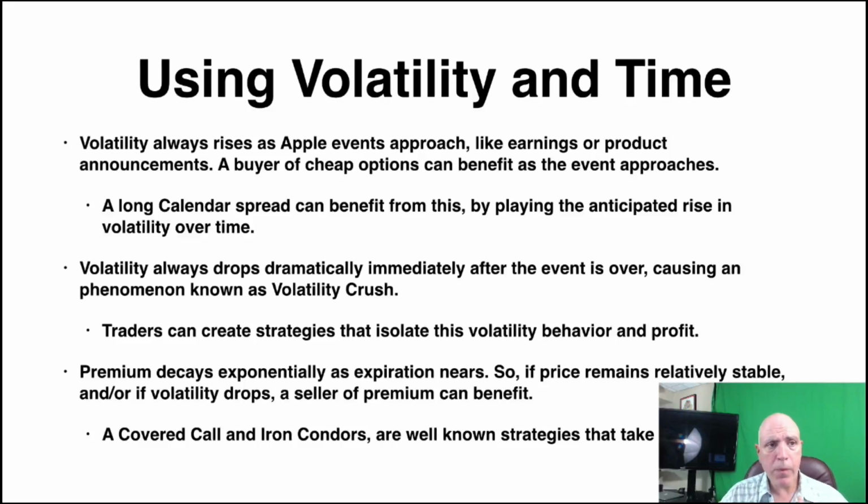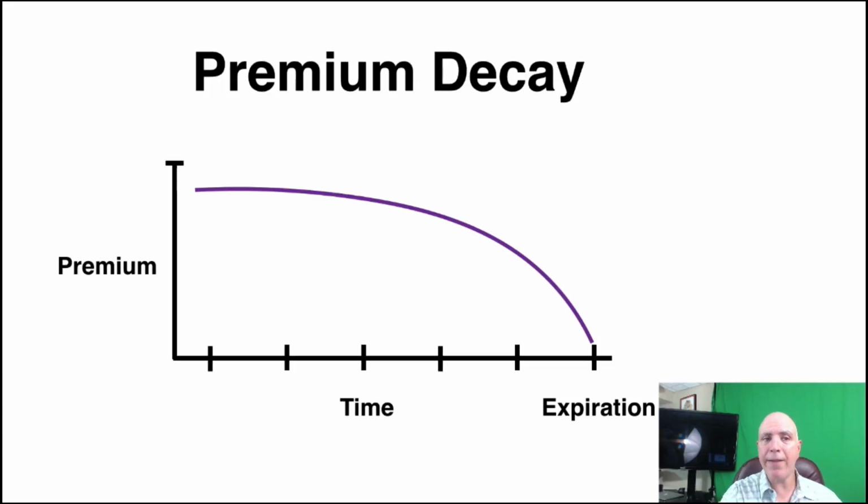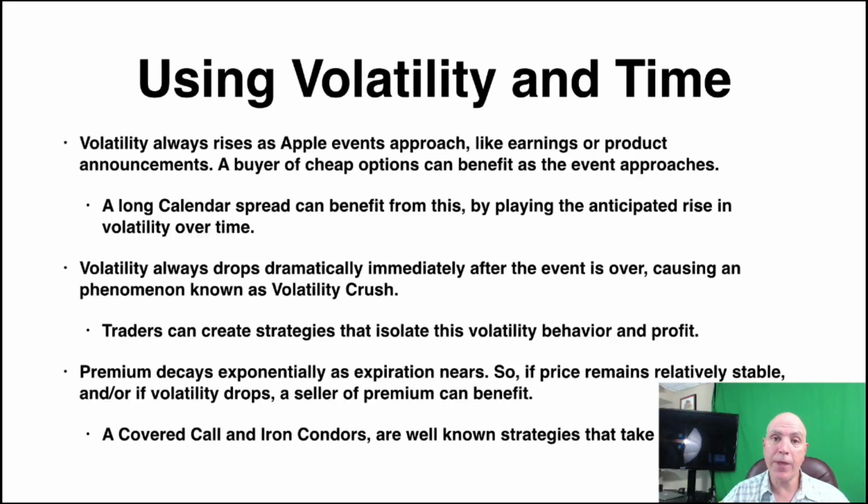Now, here's another thing. With time, like I said before, premium decays exponentially as expiration nears, the expiration of your options contract. So if price remains relatively the same, and/or if volatility drops, the seller of premium can benefit. Some of the strategies that you may have heard of before that take advantage of this exact outlook of the market are things like covered calls and iron condors. They're very well-known strategies for taking advantage of this exact situation.